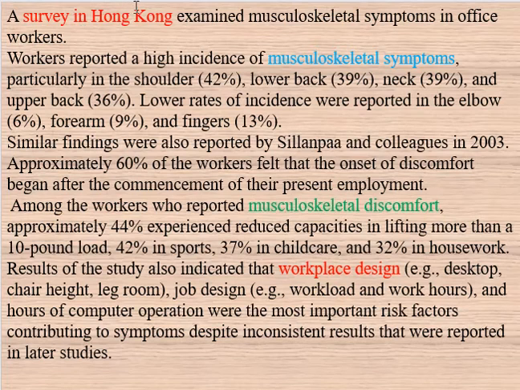Then a survey in Hong Kong examined musculoskeletal syndrome in office workers. Workers reported a high incidence of musculoskeletal symptoms, particularly in the shoulder, lower back, neck and upper back. Basically, in the shoulder the percentage is much higher. A low rate of incidence was reported in the elbow, forearm and fingers. Similar findings were also reported by Sillanpää and colleagues in 2003.